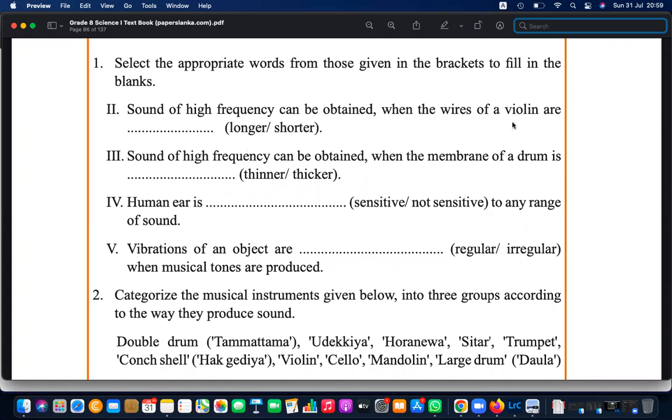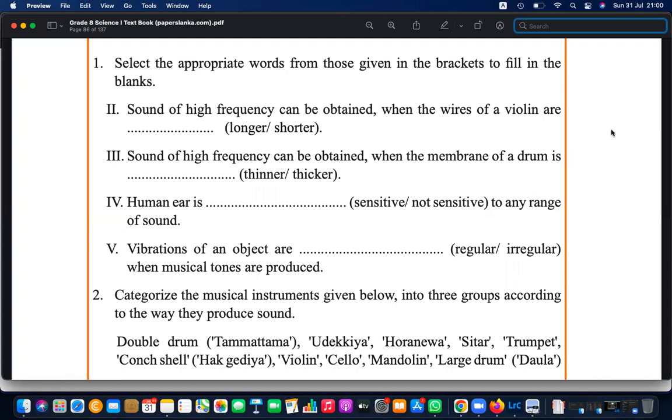Right, so let's discuss the answers. Sound of high frequency can be obtained when the wires of the violin are shorter. Yes. When playing the violin, you need to move the finger closer to your neck to make the string shorter. When you make it shorter, the frequencies will be high. You can play high tones.